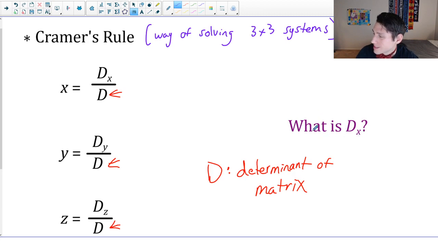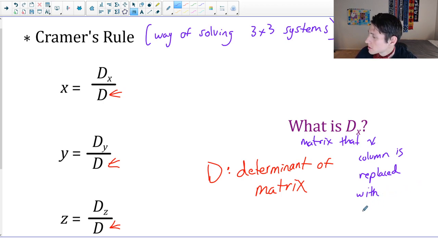Okay, but what is Dx or Dy or Dz? It is the matrix, or this, so Dx specifically is the matrix where the x column is replaced with, let's see, what's a good thing to call it? We'll just say with the right side of the equations. And again, I'm sure that makes no sense whatsoever, but once I show you, I think it'll help.